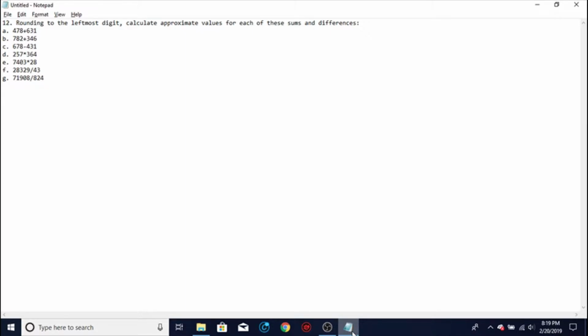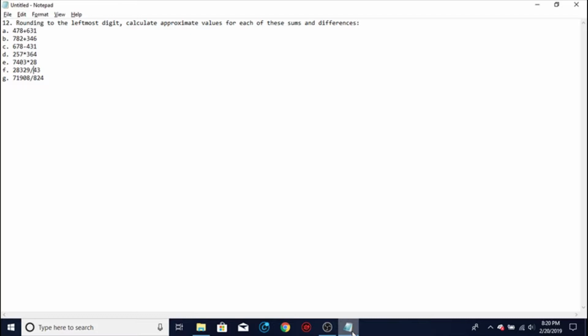Hello, everybody, and I'm here today to show an example of how to use estimations to figure out the sum and difference of numbers. This example problem is number 12 from the book that I have, and basically they want us to round using the leftmost digit and then find the sum or the difference of the problem. So the first one is 12a, and it's 478 plus 631.